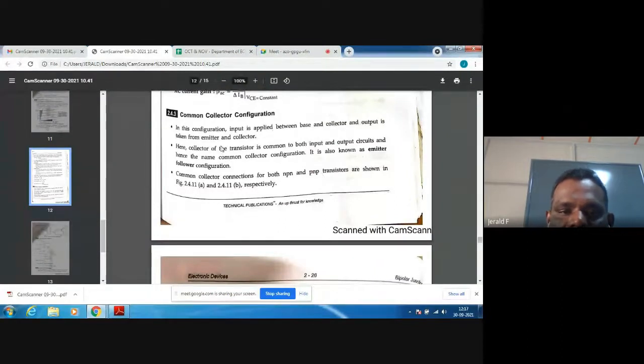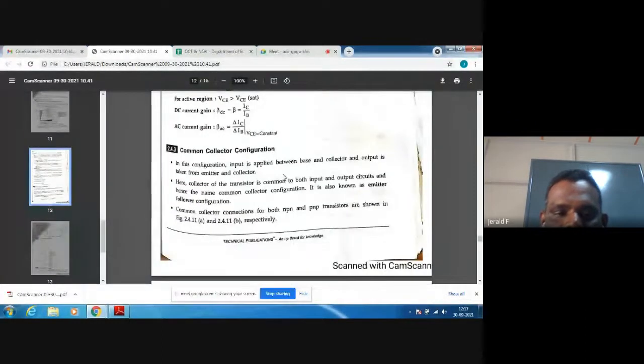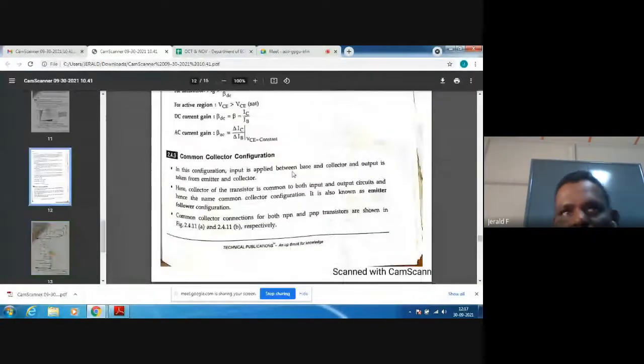And the output should be connected to the collector. The output should be connected to the emitter as well as the collector. So VB is the input side and VCC is the output side. And the second condition: the collector of the transistor is common to both input and output of the circuit. If the collector is common to the input, it will be common to the output. Okay, the same thing as the emitter-base.